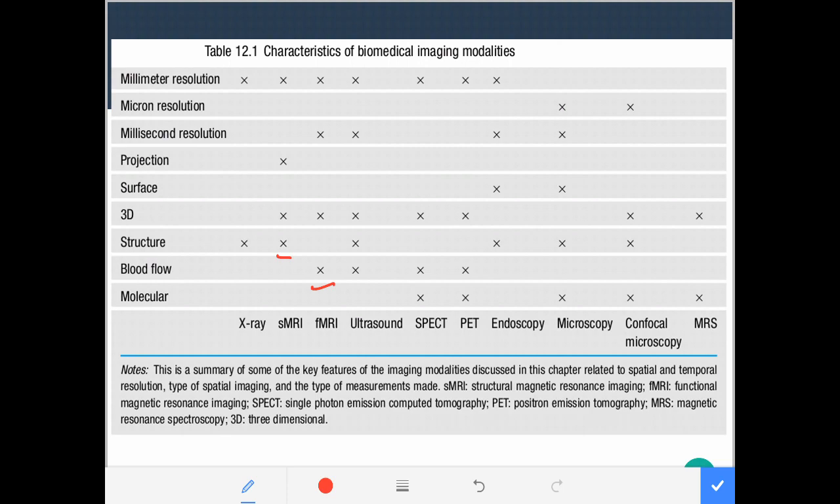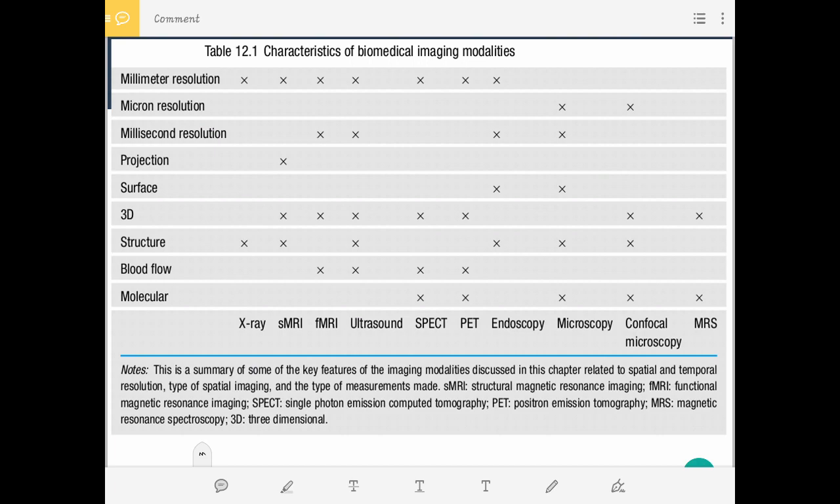And unlike X-rays, structural and functional MRI produce 3D images. Okay, and in here you have your resolution. Millimeter resolution means you have a good structural view, not exactly 3D. Whereas millisecond resolution, you can see how it functions over time.